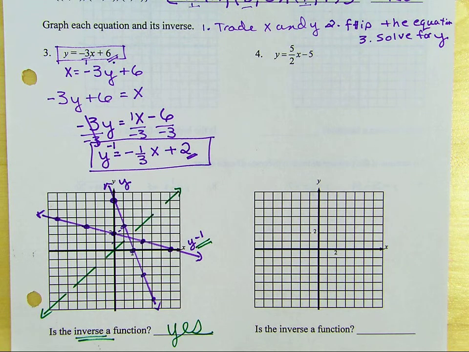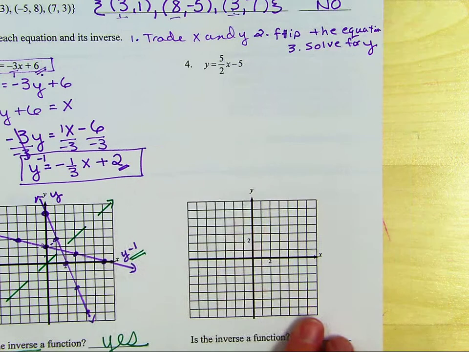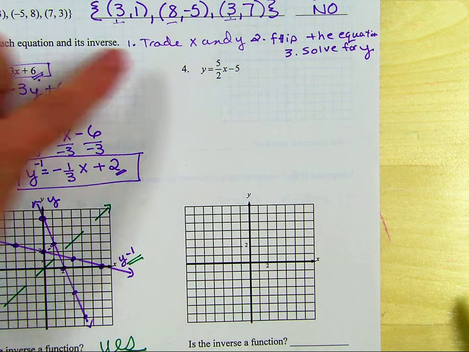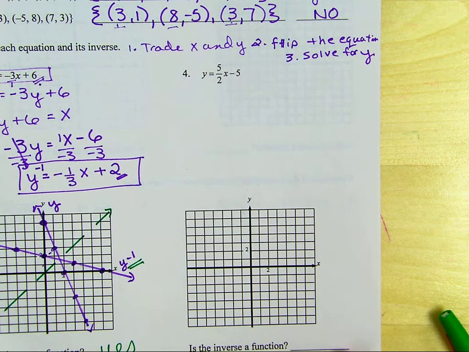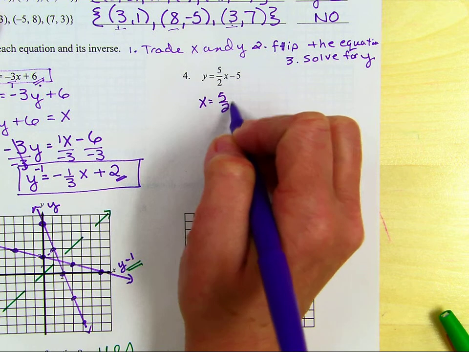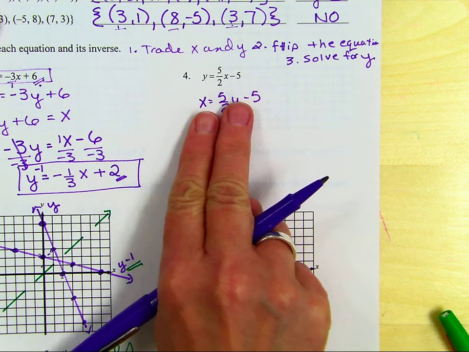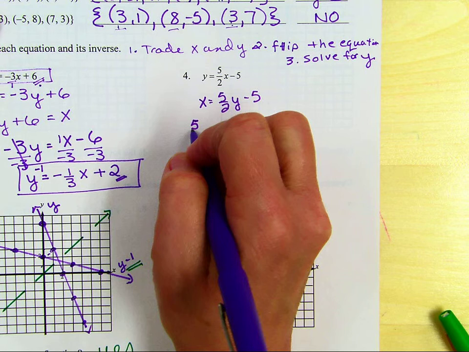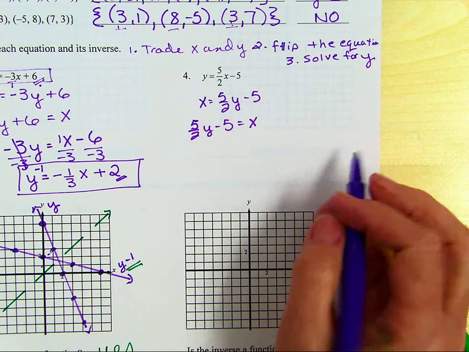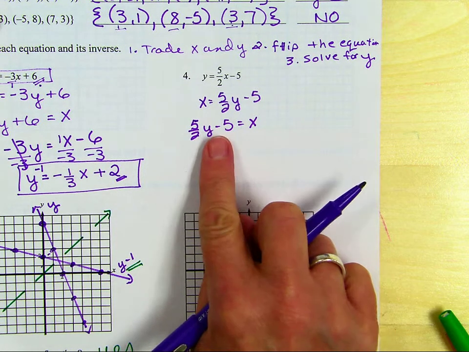All right, let's look at number 4. Okay? Again, we're going to follow our 3 steps to find the inverse. We're going to trade the x and the y. And then we're going to flip the equation just to make it a little easier for us to work with. Okay? And now we're going to solve for y. So I'm going to add 5 to both sides.